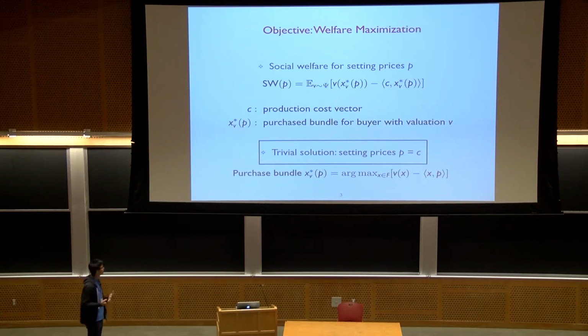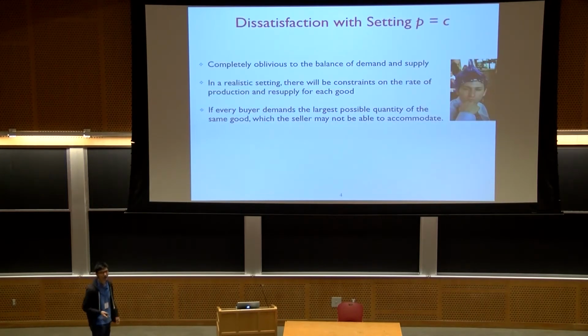But if you are a thoughtful researcher, just like my co-authors, you will be slightly unsatisfied with this solution. One particular complaint we might have is that the solution of setting prices equal to cost is completely oblivious to the balance of supply and demand in the underlying purchase decisions. In some realistic settings, there may be constraints on the rate of production of each good, or the rate of resupply of each good. If setting prices equal to the cost induces every buyer to demand the exact same type of good, then the seller may not be able to accommodate all such demand.